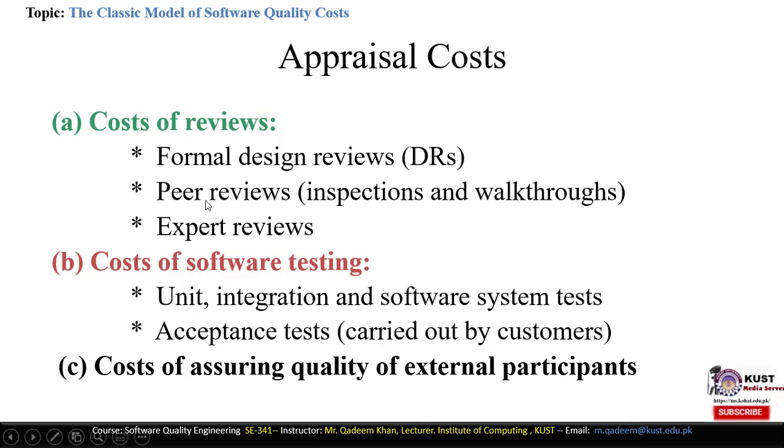The second one is the peer reviews. In peer reviews, we inspect whether these components have defects identified by the peers. Peers are people such as programmers, designers, or testers who have the same capabilities as us. It contains inspections and walkthroughs.